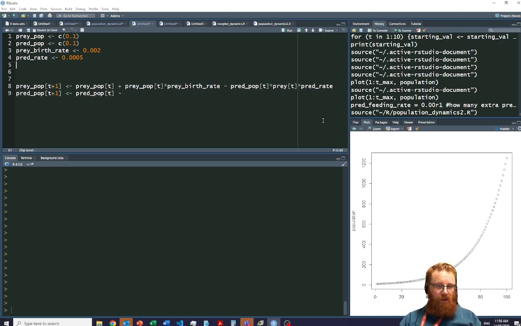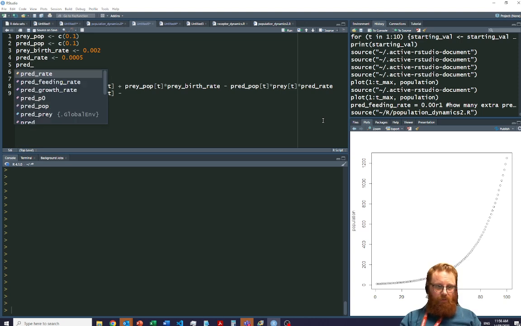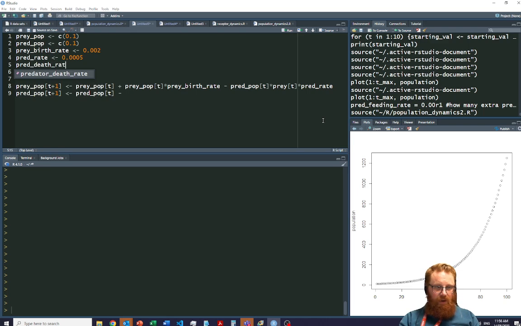Let's call this, what should we call it? I don't want to call it a growth rate, but it is a growth rate. It's just a negative growth rate. Let's call it death rate. All right. pred_death_rate, and we're going to say that is equal to 0.002.